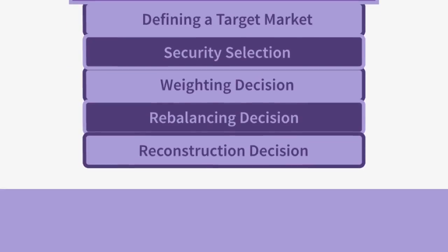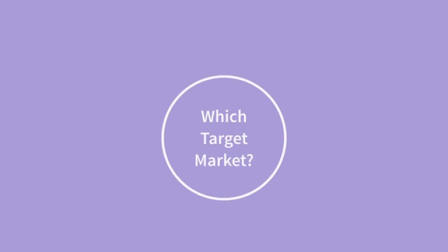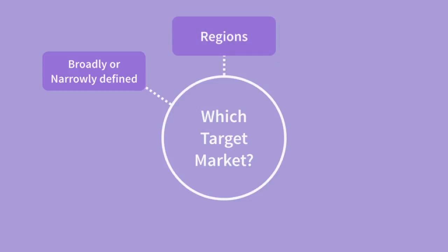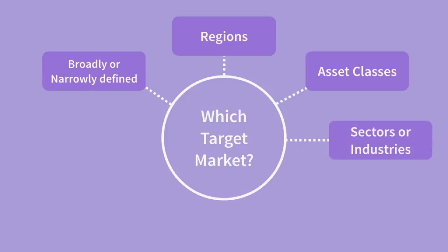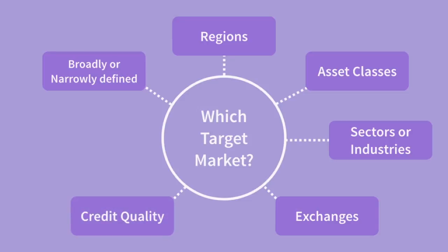The first issue is determining which market the index will target. Security selection could be narrowly or broadly defined, and could include securities from a specific region, a certain asset class, a particular sector or industry, stocks that trade on a particular exchange, or any number of other defining characteristics, such as credit quality or size, to name just a few. By defining the target market, the index provider has an investment universe in which to select stocks.